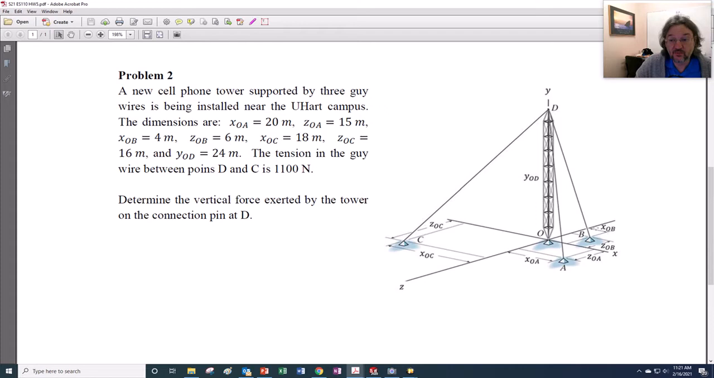We have 4 meters here, 6 meters there, and then 18 meters here, so it doesn't look like that's proportional, does it? 18 meters there, and then 16 meters here, and it's 24 meters tall. The tension in the guy wire between D and C is 1,100. We want to determine the vertical force exerted by the tower at that connection.